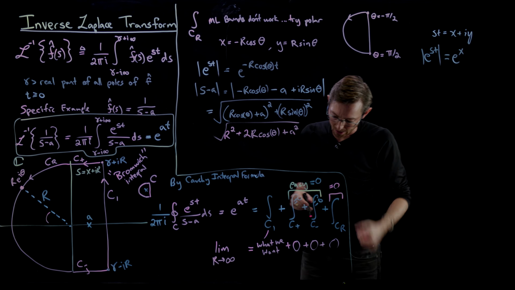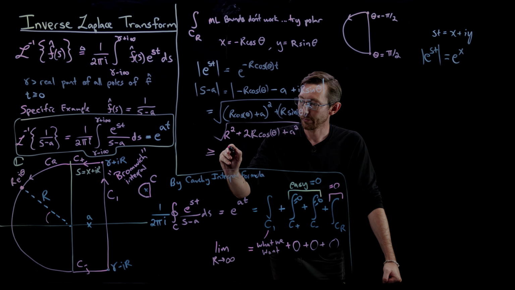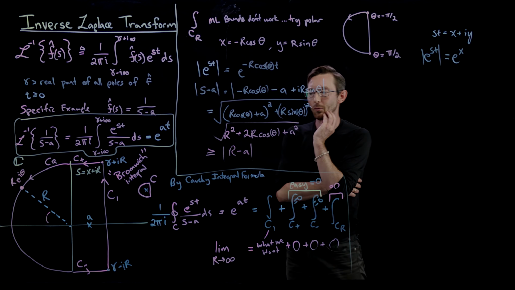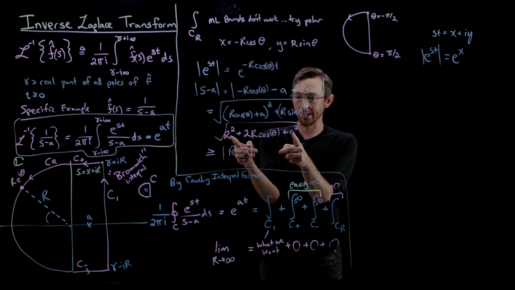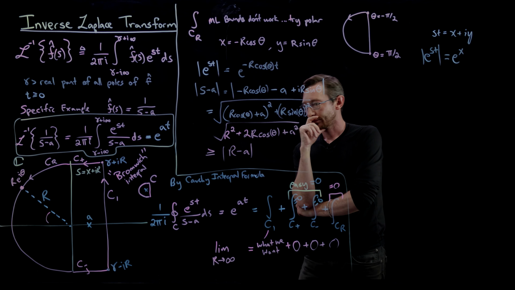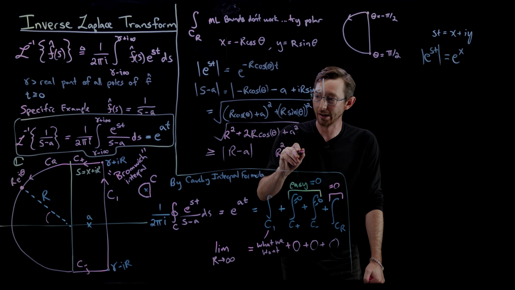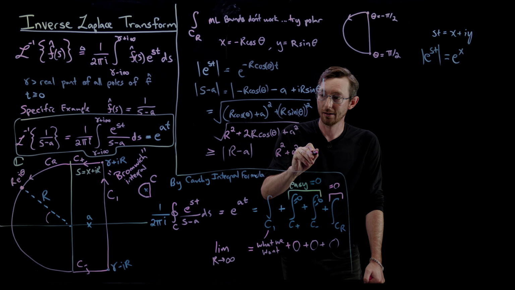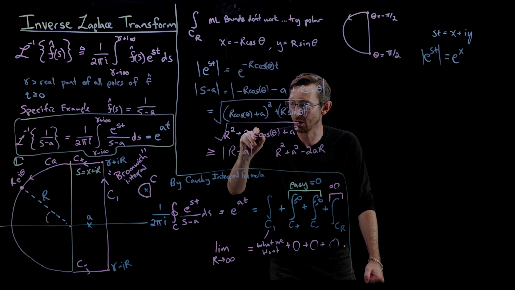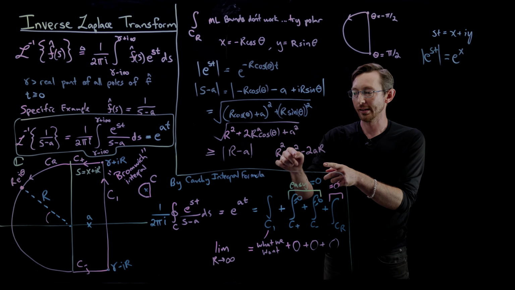You can verify that. And I'm going to claim that this is always greater than or equal to the norm of r minus a. Okay? Why is that true? Well, the norm of r minus a squared is r squared plus a squared minus 2ar. And I'm sorry, I missed an a when I expanded this out. This should be 2r times a times cosine theta. And yeah, so the norm of r minus a is just r squared plus a squared minus 2ar.